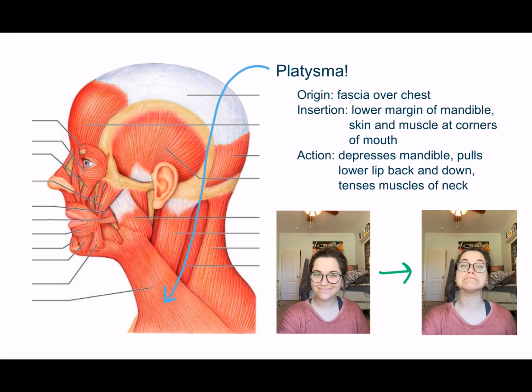Okay, so we're going to start off with the muscles of the neck, which is where the last video left off. Beginning with the platysma. The platysma is really cool because it takes up this whole part right here. It originates at the fascia over your chest, which is kind of like a connective layer. It starts right around your collarbones and your first few ribs.